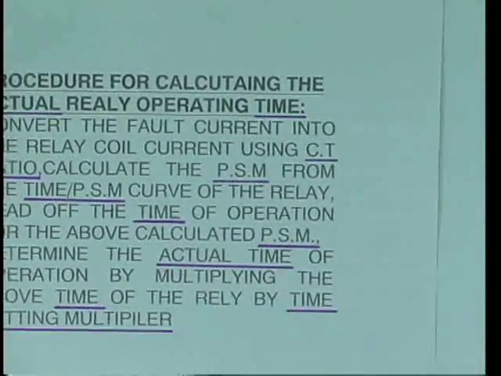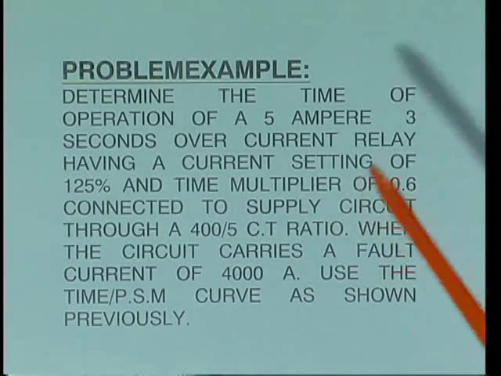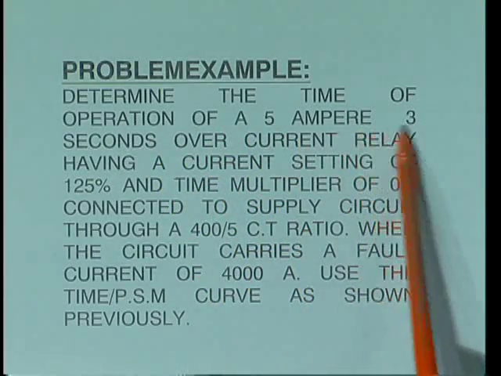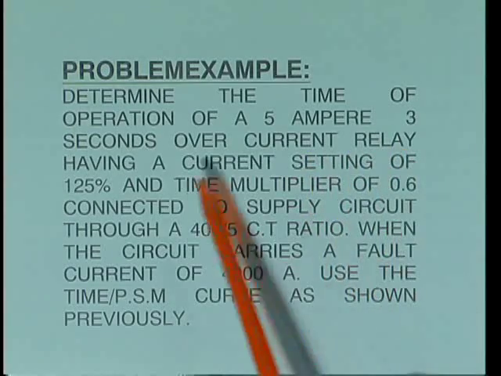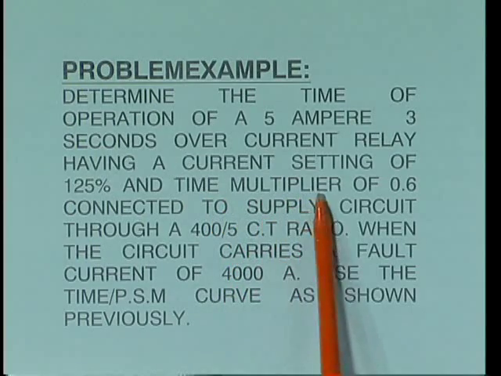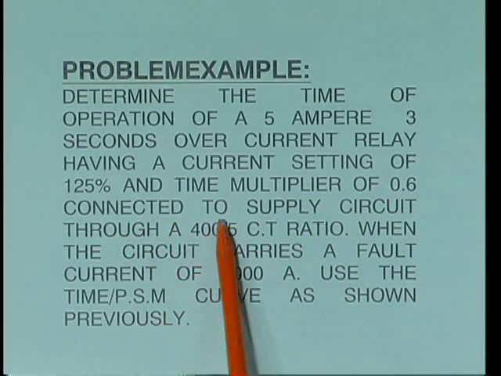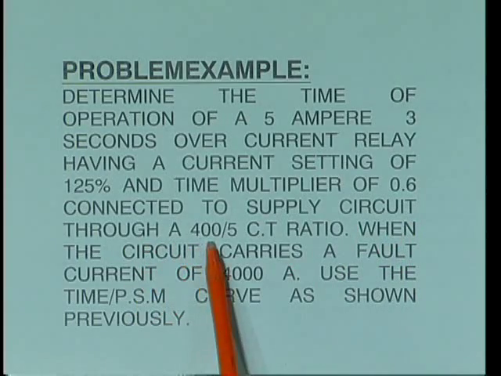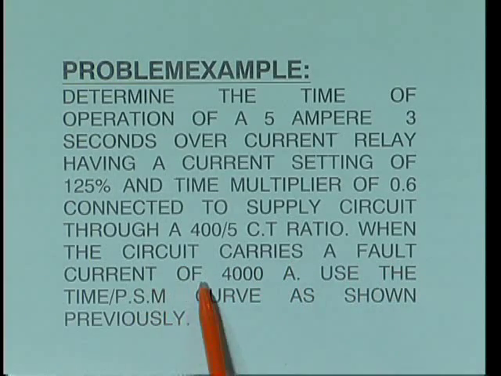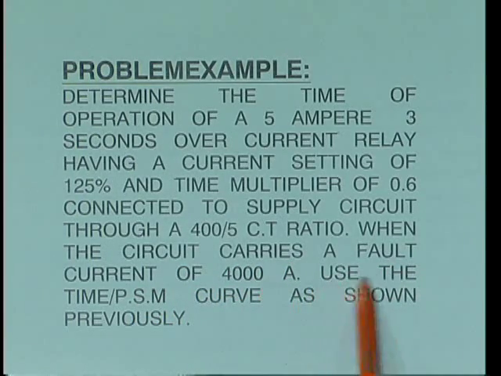Then we can get the actual relay operating time. For this purpose there is one problem for you. The problem is like this: determine the time of operation of a 5 ampere, 3 seconds overcurrent relay having a current setting of 125% and time multiplier of 0.6, connected to a supply circuit through a 400/5 CT ratio, when the circuit carries a fault current of 4000 amperes. Use the time PSM curve as shown previously. So for this purpose we will calculate the actual time of the relay like this.